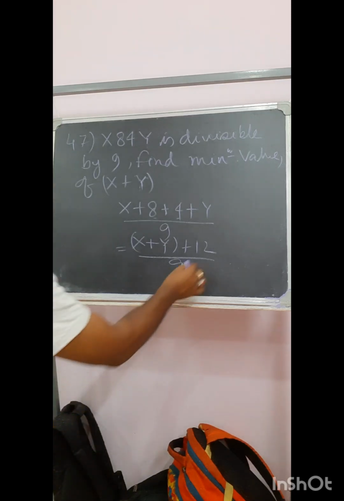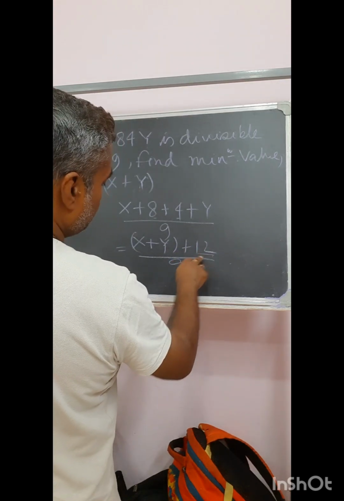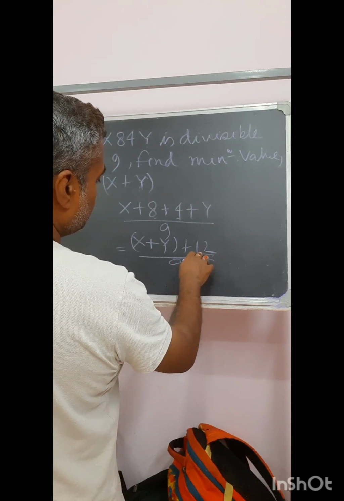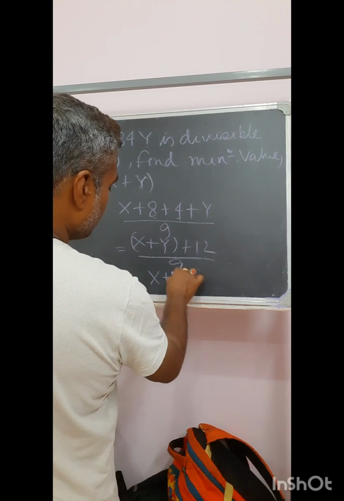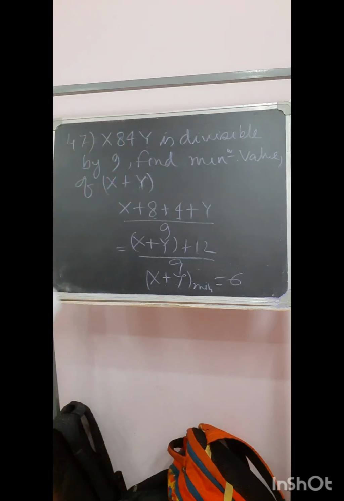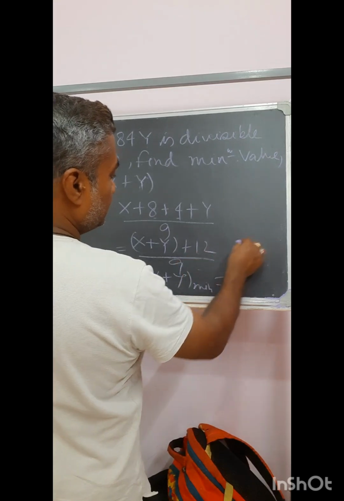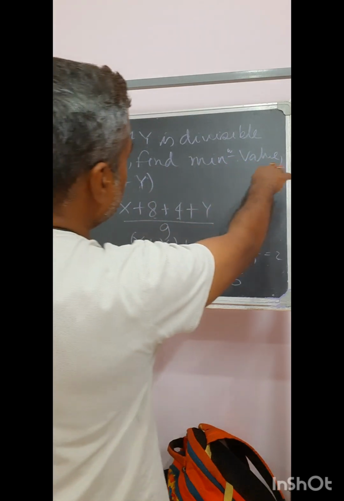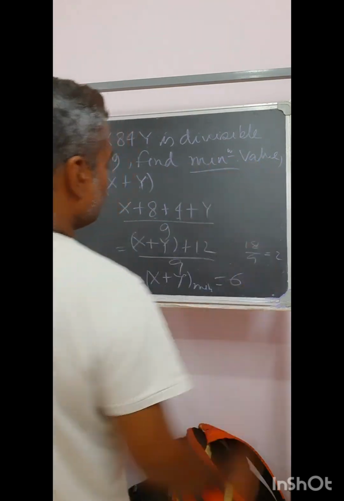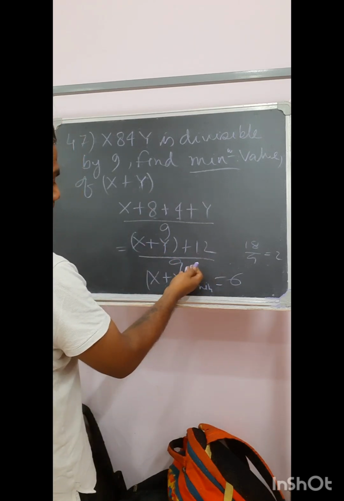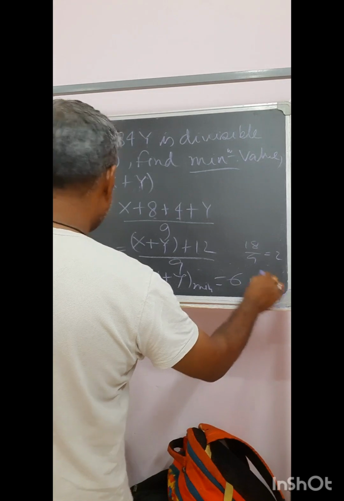Now you see it is 12 already, and it is more than 9. So the next divisible multiple of 9, which could be possible, is 18. So the minimum value of x plus y has to be 6. With the 6 it will turn into 18, and it will be divisible by 9. The only thing written is that you need the minimum value, so the minimum for which this number is divisible by 9 has to be 6. So this will be the answer.